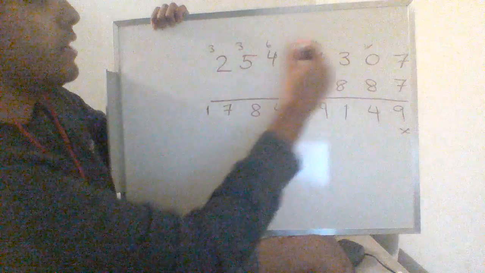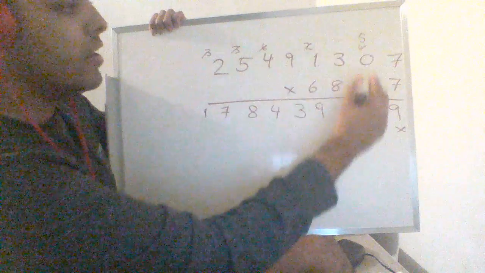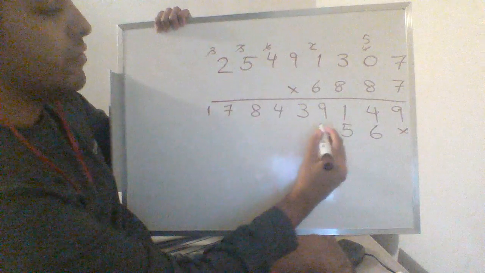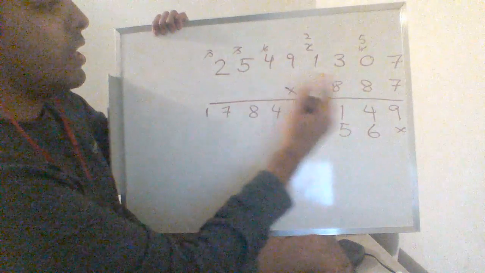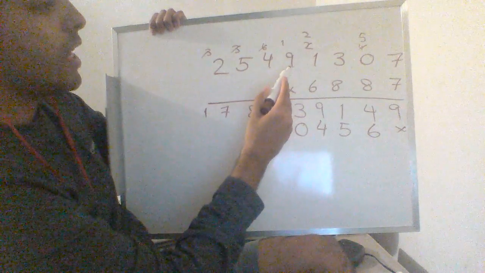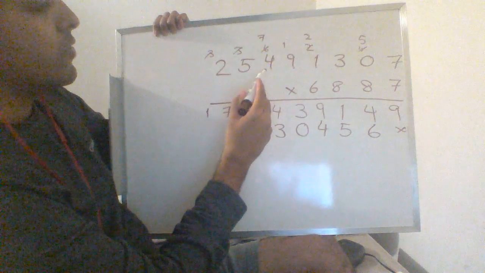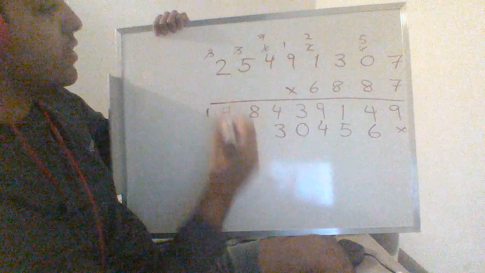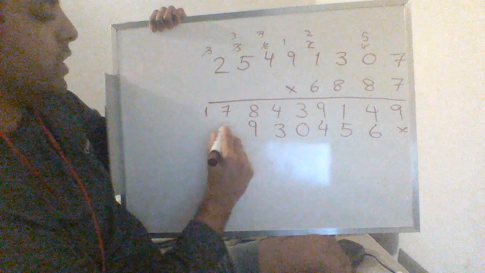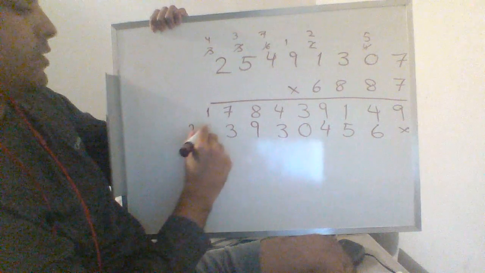Now we do the same thing with the 8. I'm going to get rid of those numbers. 8 times 7 is 56, carry the 5. 8 times 0 is 0, plus 5 is 5. 8 times 3 is 24, carry the 2. 8 times 1 is 8, plus 2 is 10, carry the 1. 8 times 9 is 72, plus 1, 73. 8 times 4 is 32, 32 plus 7 is 39. 8 times 5 is 40, 40 plus 3 is 43, carry the 4. 8 times 2 is 16, 16 plus 4 is 20, so I'm going to do that.